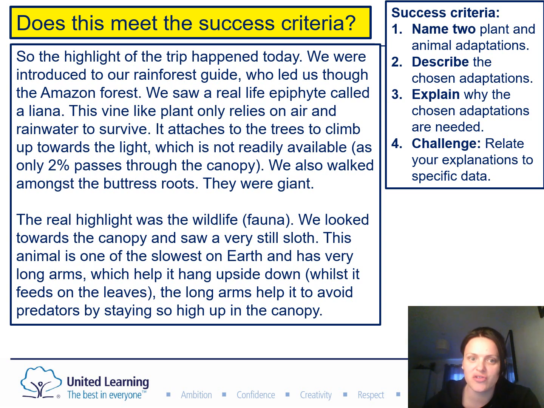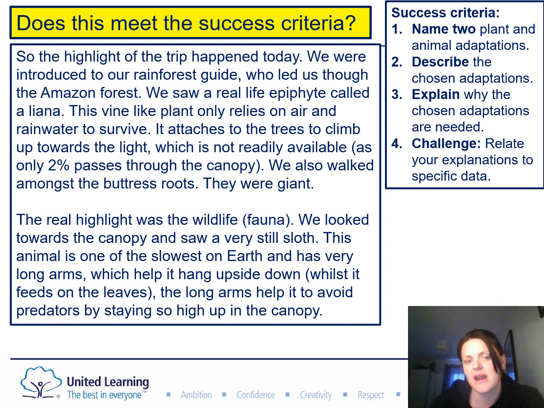So the highlight of the trip happened today. We were introduced to our rainforest guide, who led us through the Amazon forest. We saw a real-life epiphyte called a liana. This vine-like plant only relies on air and rainwater to survive. It attaches to the trees to climb up towards the light, which is not readily available, as only 2% passes through the canopy. We also walked amongst the buttress roots. They were giant.